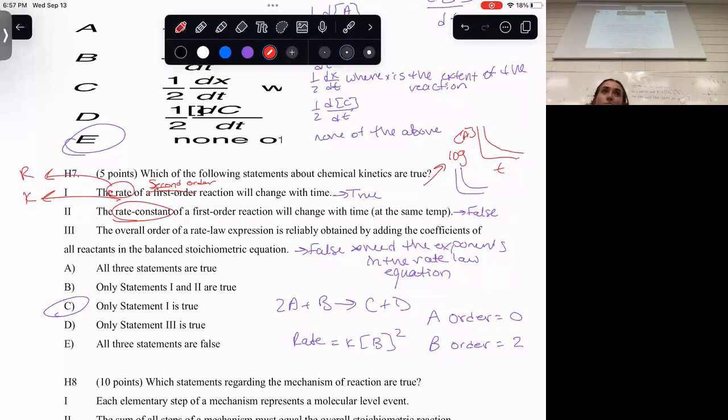Yes, yep. Right, if you have a higher temperature, then your rate will be faster, so your K will be higher.